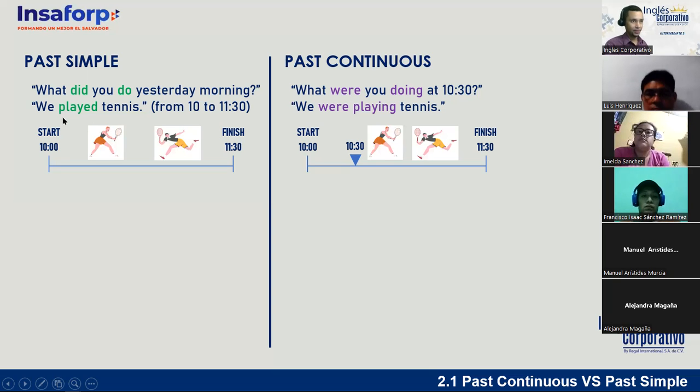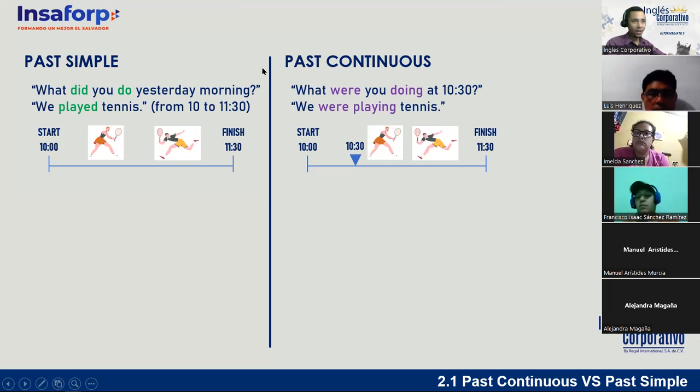We played tennis, from 10 to 11:30. Now, if you look at the timeline right here, they started at 10 and they continued playing. And then, 1 hour and a half later, they said, okay, that's the end of the match. We're tired. We need to drink some water. Let's stop right here. We'll continue next week. So they played tennis from 10 to 11:30. It was a complete action. They began. And they finished.